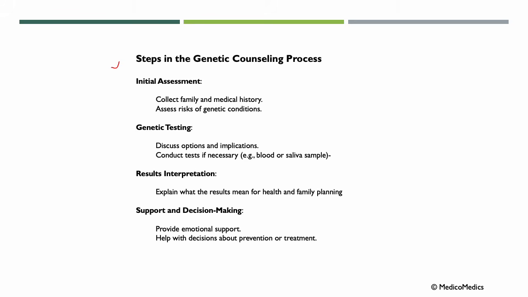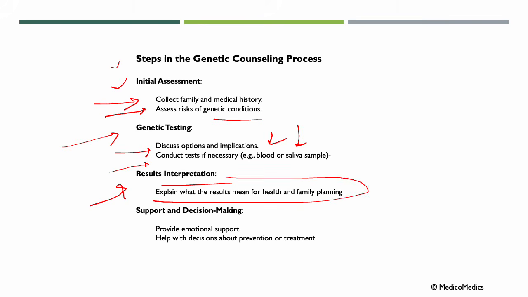What are the steps in the genetic counseling process? We start with an initial assessment, so collecting family and medical history, assessing risks for genetic conditions. We then move on to genetic testing, discussing options and implications. Conduct tests if necessary, like blood or saliva sample. Result interpretation, so we explain what the results mean for health and family planning. Support and decision making, so providing emotional support and helping with decision about prevention or treatment.